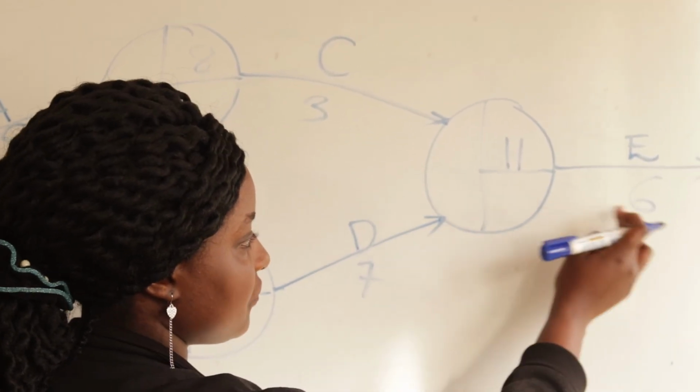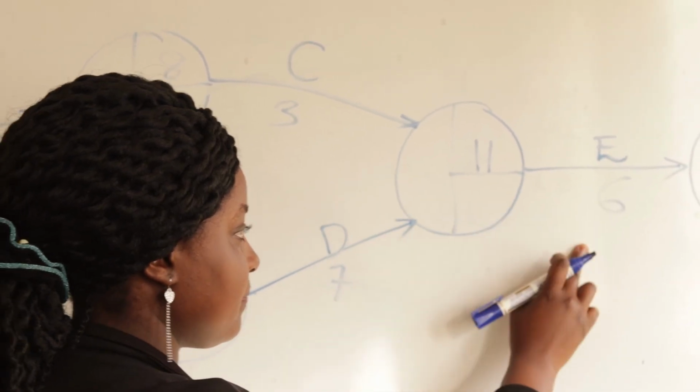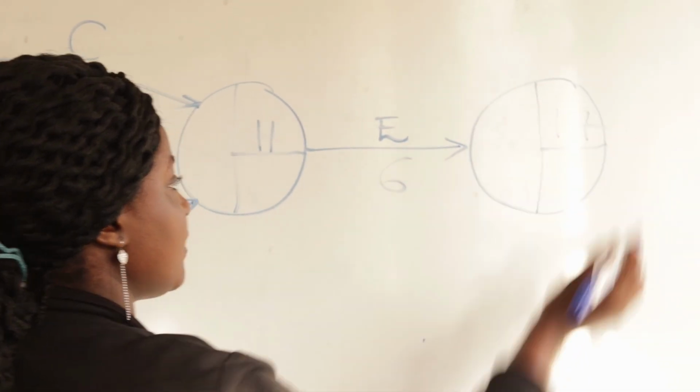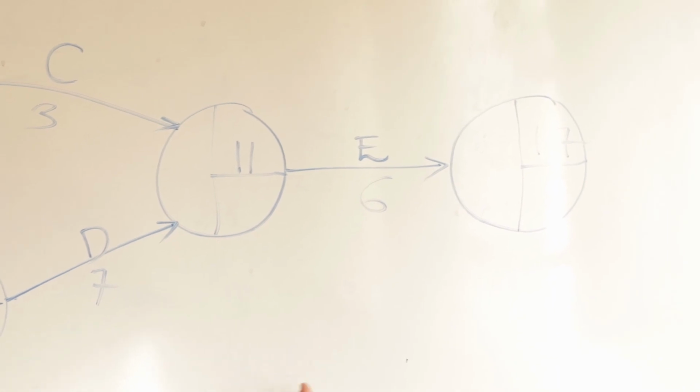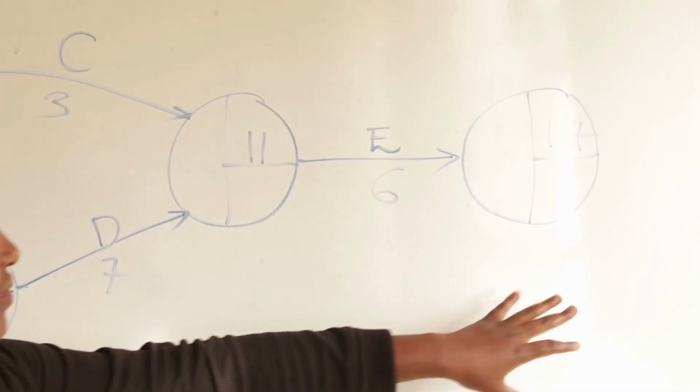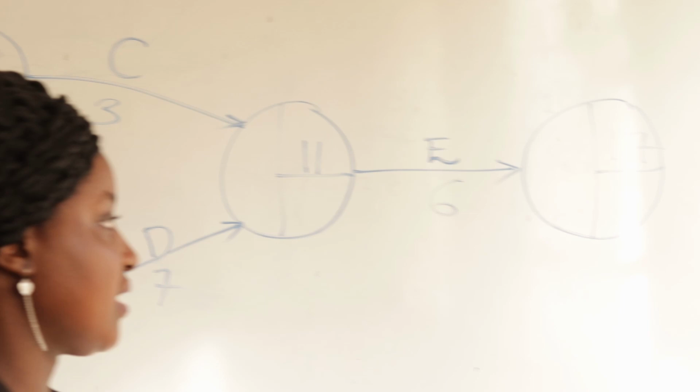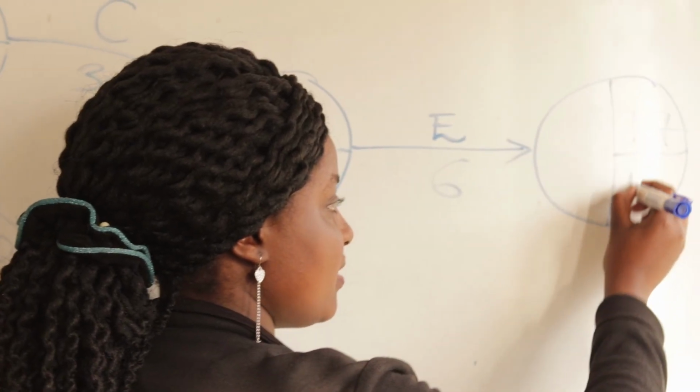Then lastly, since we have one activity, it will be 11 plus 6, which is 17. So coming back now with the late starting times at the lower quarter, they must always be the same.